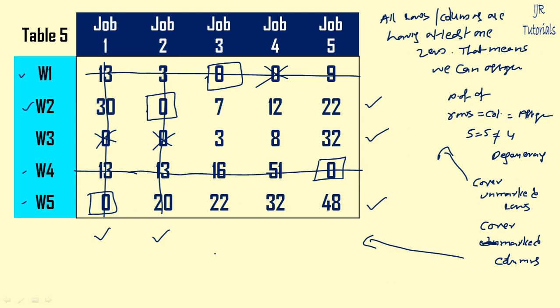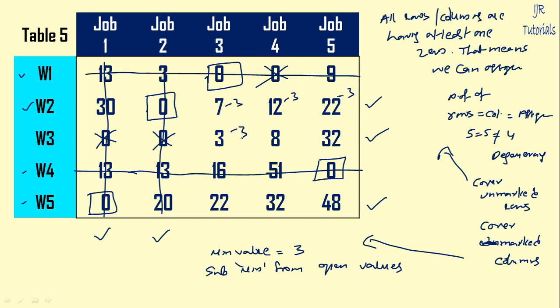So we need to identify the minimum value. What is the minimum value of the open values? 3. So subtract the minimum from the open values. That means 7 minus 3, 12 minus 3, 22 minus 3, 3 minus 3, 8 minus 3, 32 minus 3, 22 minus 3, 32 minus 3, 48 minus 3.